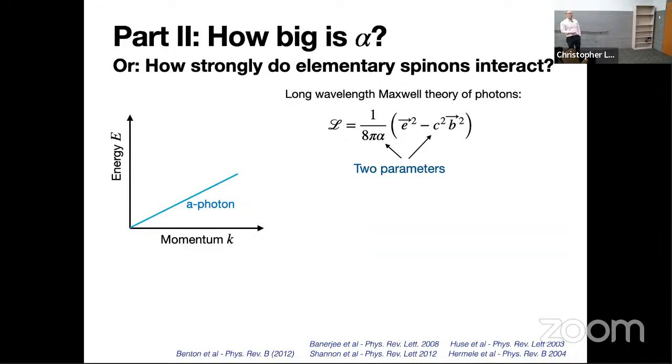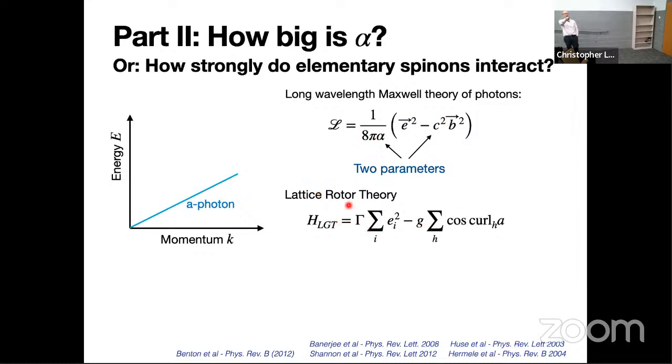Okay, so what do we actually have? My claim is that we had this Maxwell theory as the emergent description, but what we actually had was this microscopic lattice rotor thing. And how do we get from this to this long wavelength description with these two parameters?